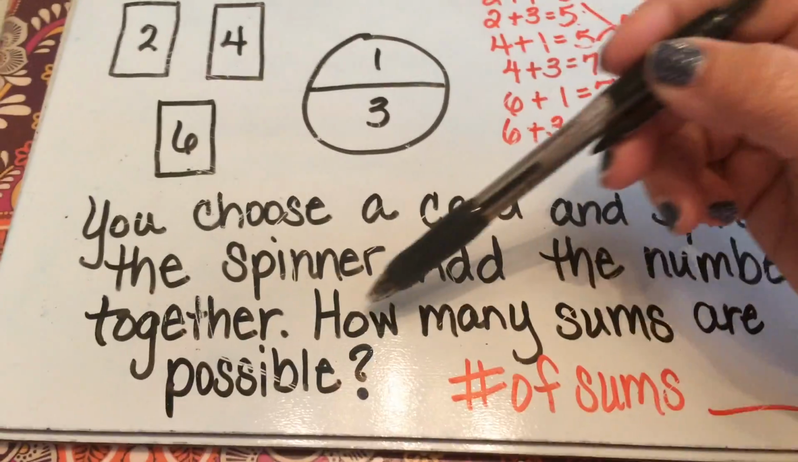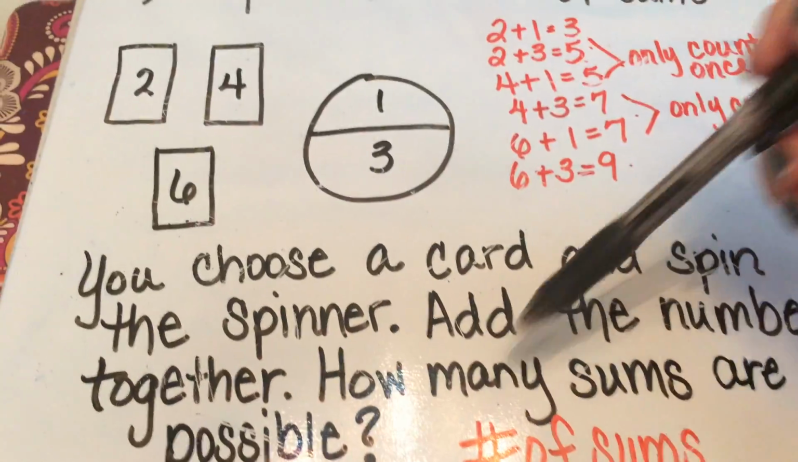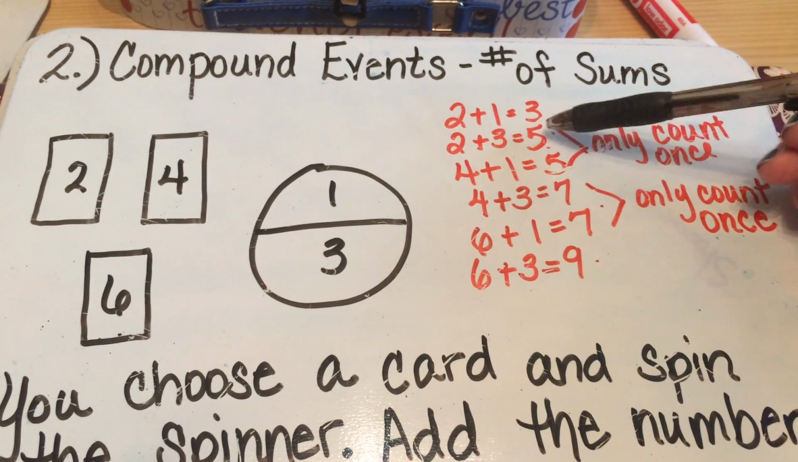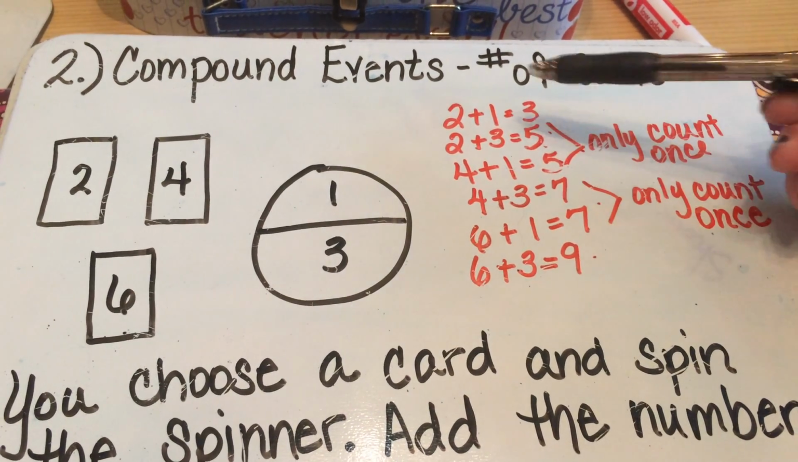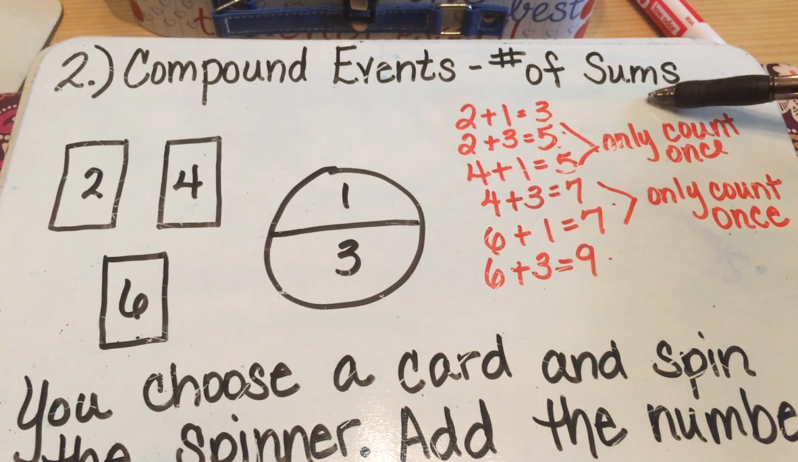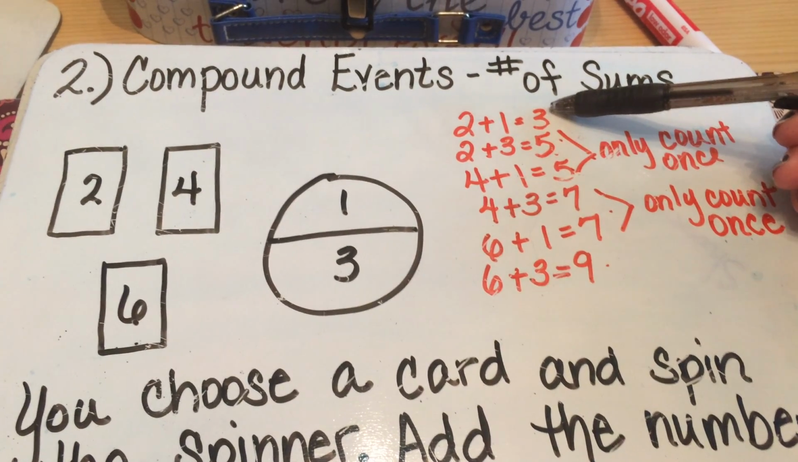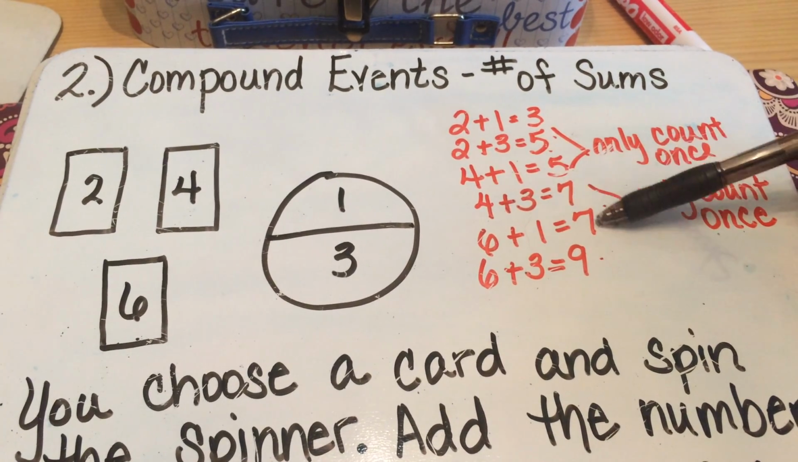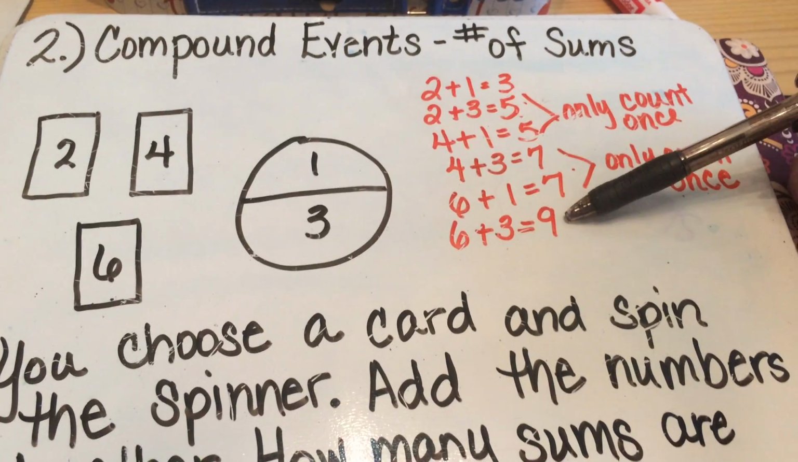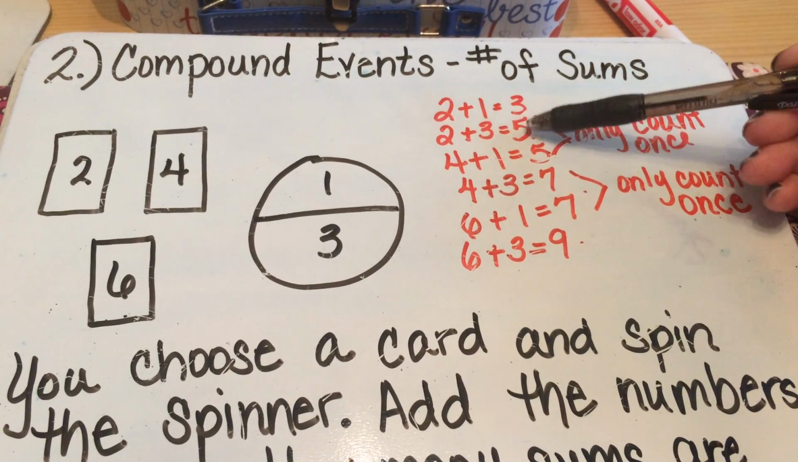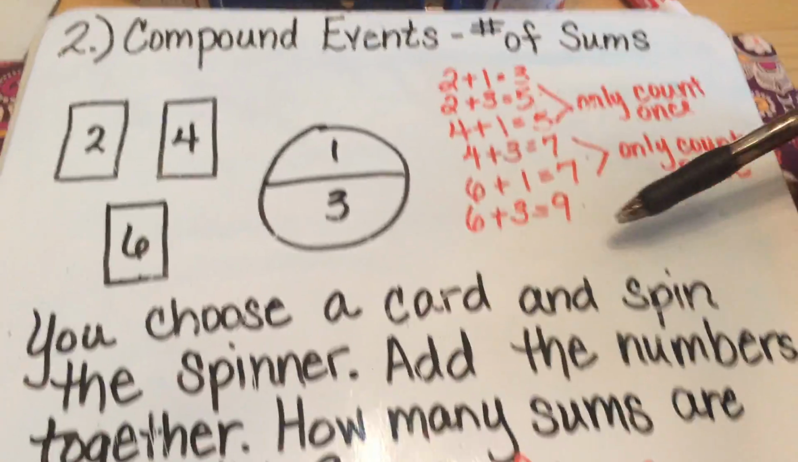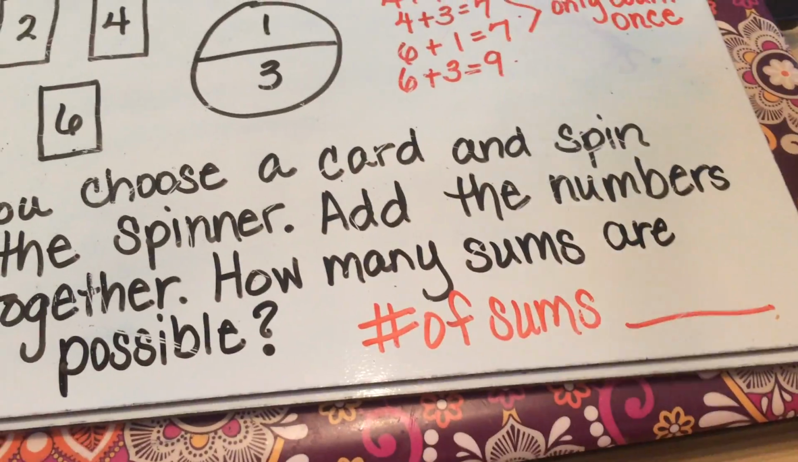Now, when you are listing how many sums are possible, you only need to list the ones that come out the same one time. So the number of sums possible, you could have a 3, you could have a 5, you could have a 7, or a 9. So that's 1, 2, 3, 4 sums possible.